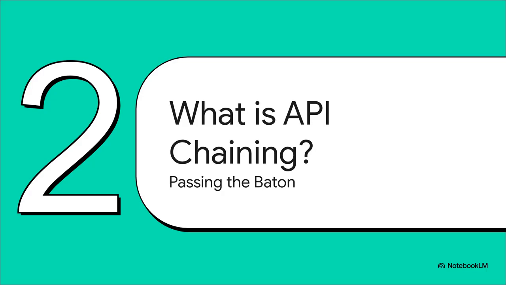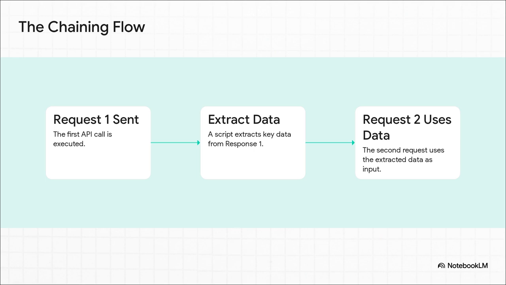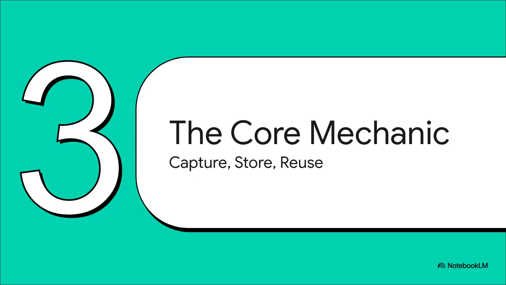Okay, so what is API chaining really? Let's break it down. I want you to think of it like a relay race. But instead of passing a baton, you're passing data from one runner to the next. At its heart, it's a technique where the response from one API call automatically becomes the input for the next one. You're literally creating a linked chain of requests that run one after another, all on their own. So the flow is super simple, but it's really powerful. Request 1 goes out, a little script grabs, say, the user ID from the response, and then boom, request 2 instantly uses that ID as its own input. And the best part? You don't have to do a thing. It's all automatic.